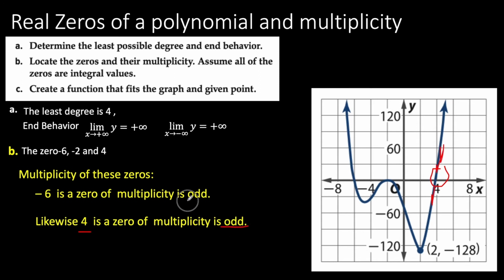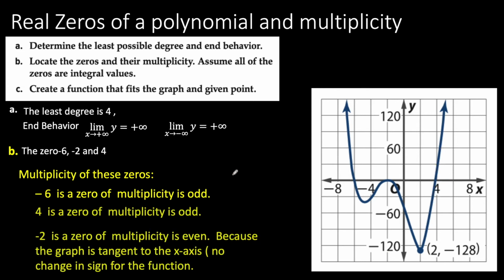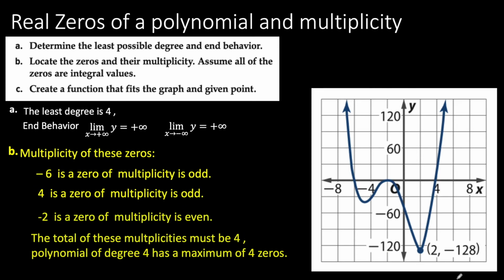Now at -2, this point here, it's a zero of even multiplicity. Why? Because the graph is tangent to the x-axis. There is no change in sign of the function. The sign is always negative here. So this is the first part of deciding on the multiplicity. We have -6 and 4 with odd multiplicity and -2 with even multiplicity.